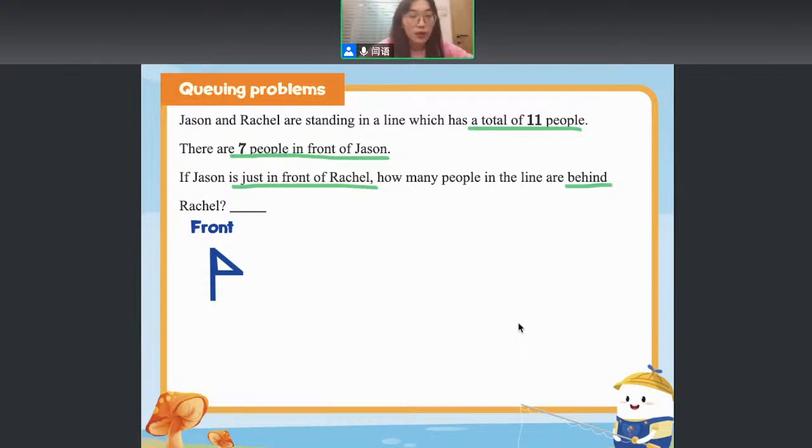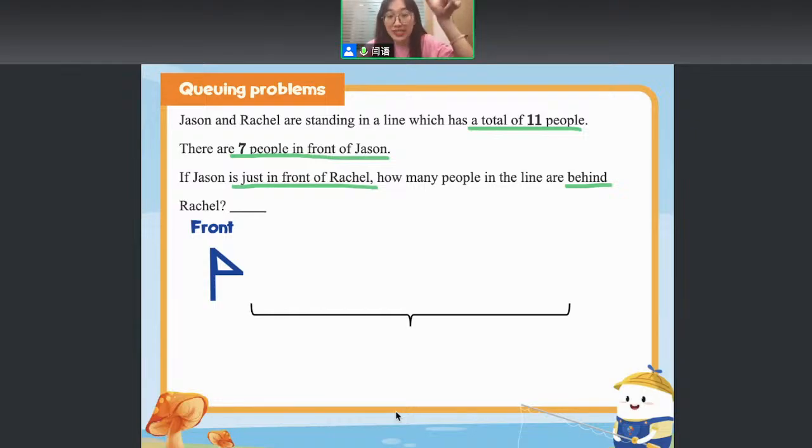Okay, now let's move on. Here, you just read it line by line, sentence by sentence, and you also draw according to the sentence. Here, there is a total of 11 people. So we just draw a long bench and write down 11. That is the total.